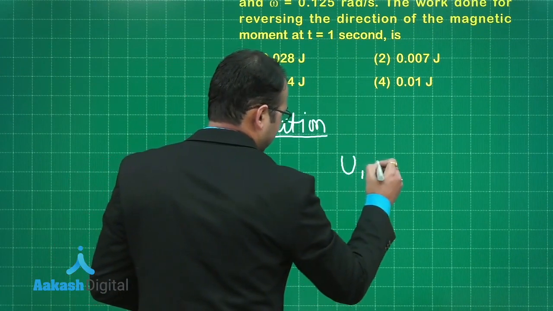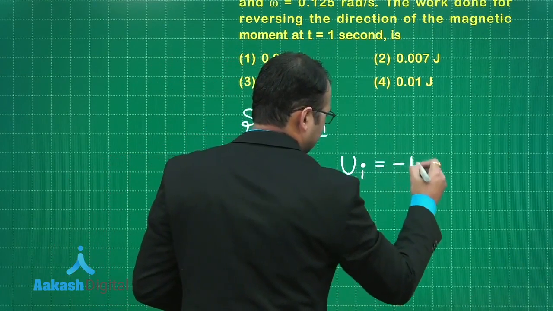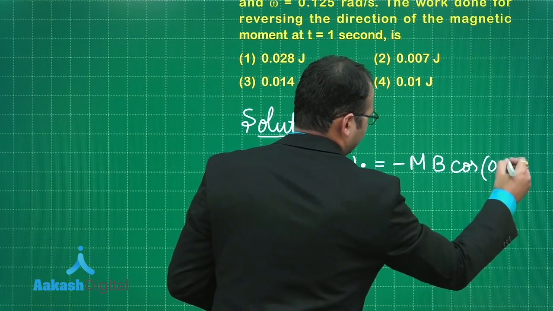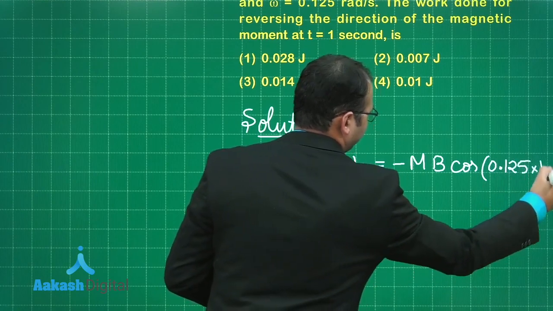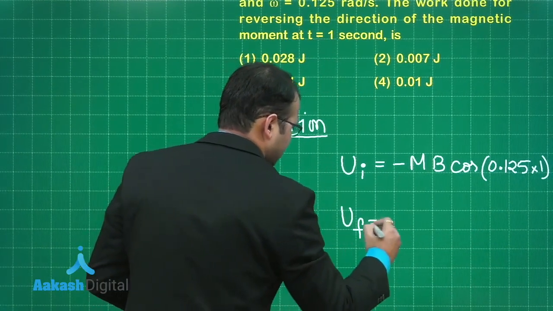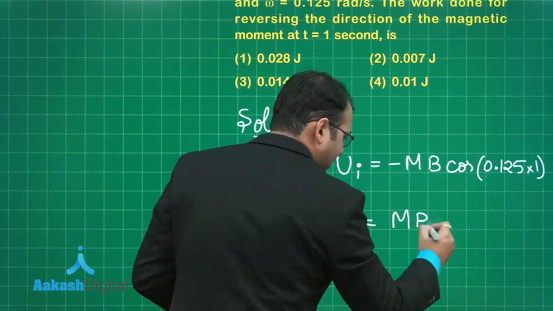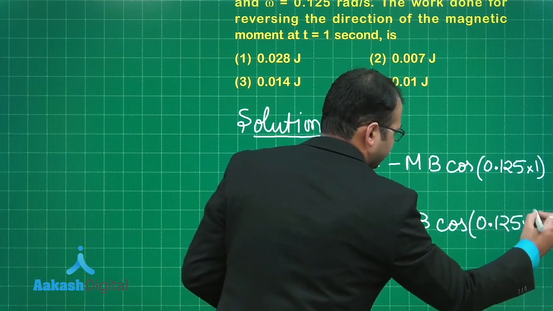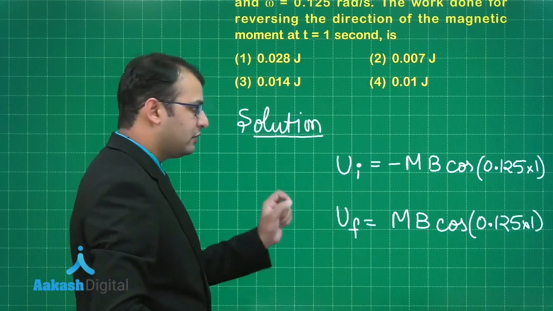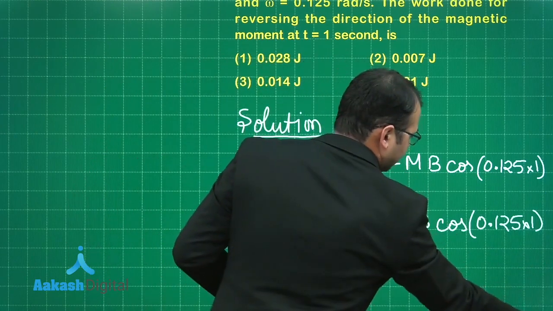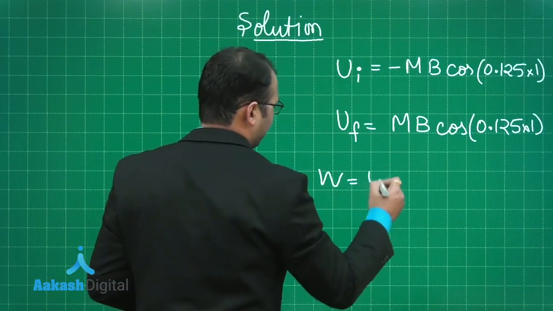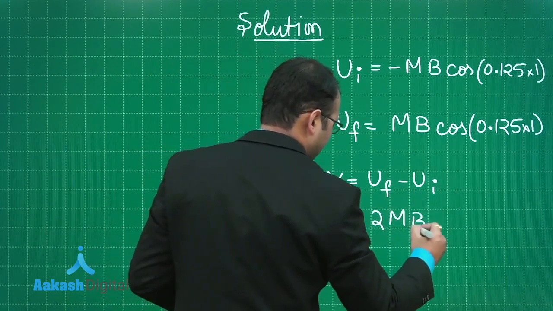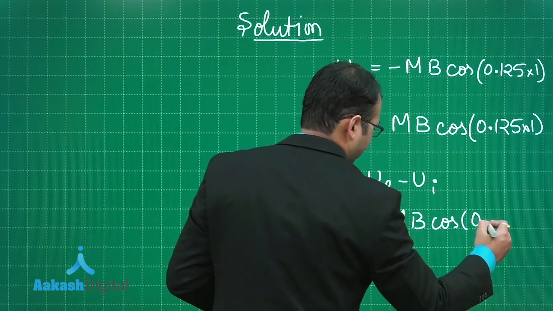So, the initial potential energy, that is U_i, will be written as minus mB cos of omega t, that is 0.125 into 1, and the final potential energy would be plus mB cos of 0.125 into 1, right? So, to find the work done, it would be simply U final minus U initial. Solving this, you will get twice of mB cos of 0.125.